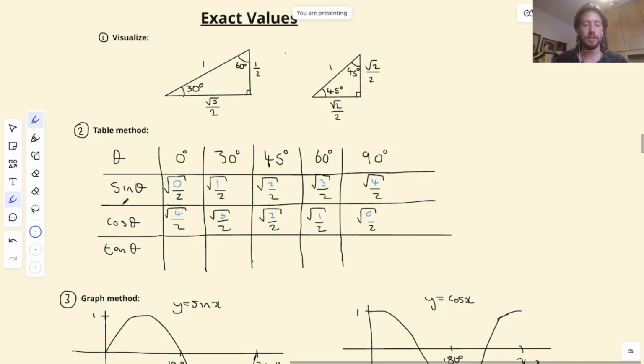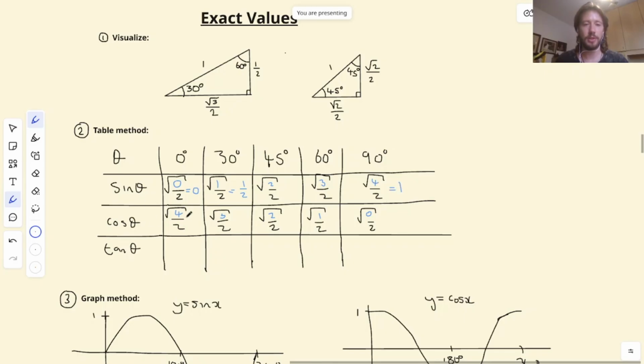Now you might notice that these angles actually simplify quite nicely. This will just be 0. Root of 1 is just 1, so that's a half. This root 2 over 2 you might sometimes see as 1 over root 2. I'll let you try and figure that one out. Root 3 over 2, not simplified, but for 90 degrees, root 4 is 2, so that one just equals 1.